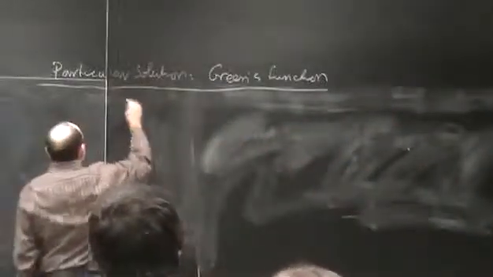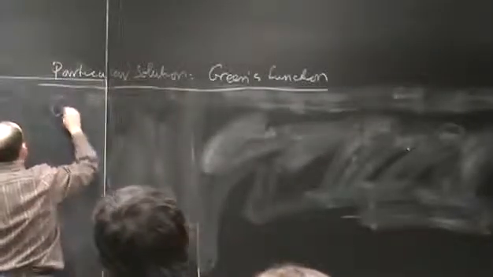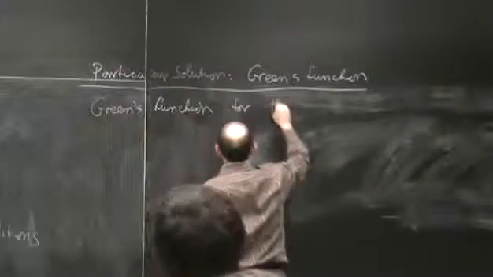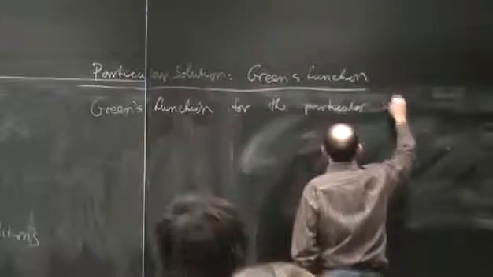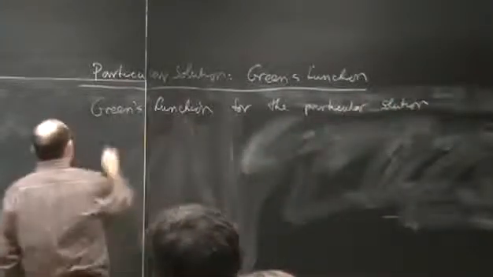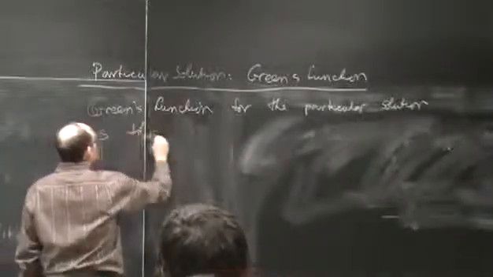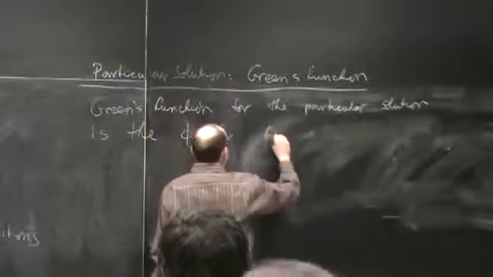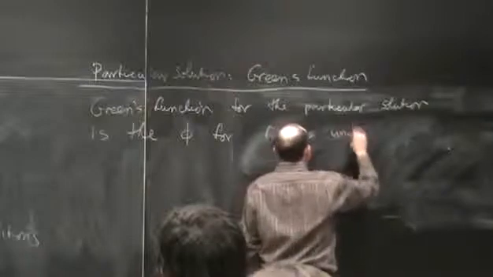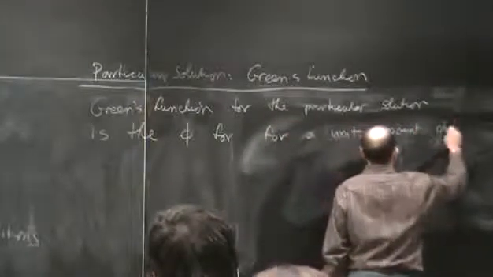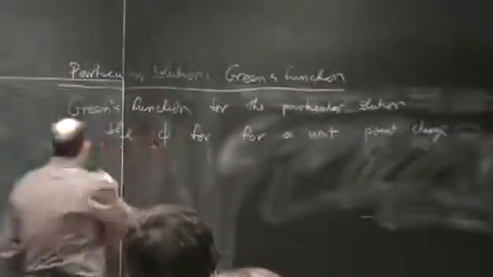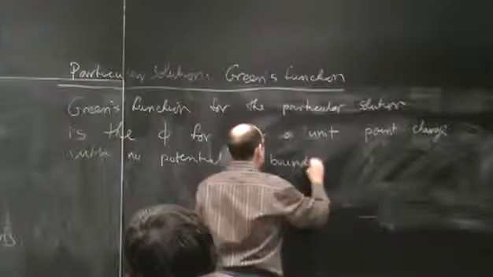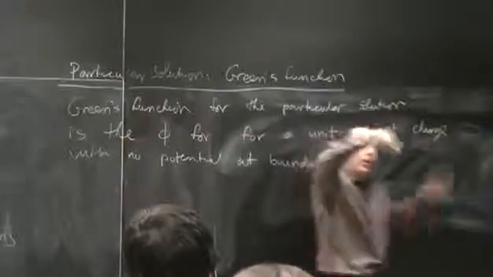So the idea then is the Green's function for the particular solution is the potential for a unit point charge, with no potential at boundaries. So I'm not putting conductors around or anything. This is the only thing in the problem.